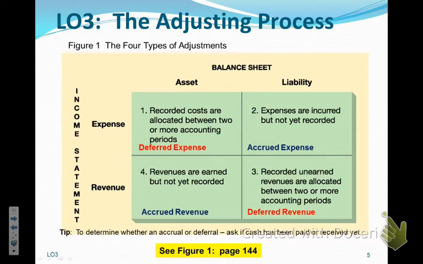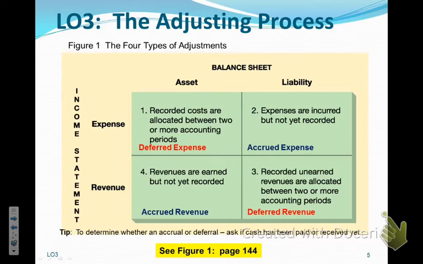So in essence, we have 4 different types of adjusting entries that we would do. The first ones, the type 1s, are costs that have been recorded that must be allocated between 2 or more accounting periods. The second, this is where we have an expense that has been incurred but has not yet been recorded. This would be considered an accrued expense. Type 3, these would be revenues that have been recorded but must be allocated between 2 or more accounting periods. This would be a deferred revenue. And fourth, we have revenues that have been earned but not yet recorded, and this would be an accrual.